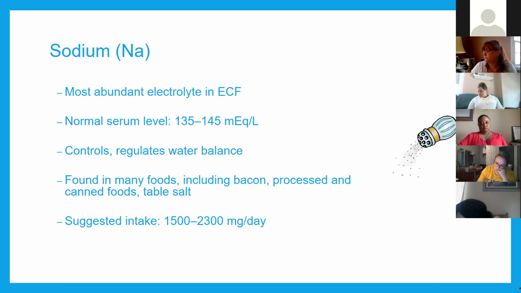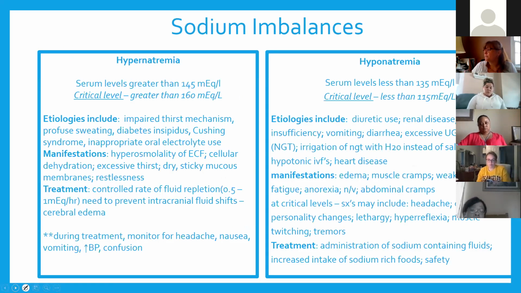Okay. I keep losing my cursor. There you are. Okay. So the sodium imbalances that we see, hyper and hyponatremia. Okay, so that's high sodium or low sodium. Etiologies of hypernatremia include impaired thirst mechanism, profuse sweating. So this is high sodium levels. Diabetes insipidus, Cushing's syndrome, inadequate oral electrolyte use, okay?